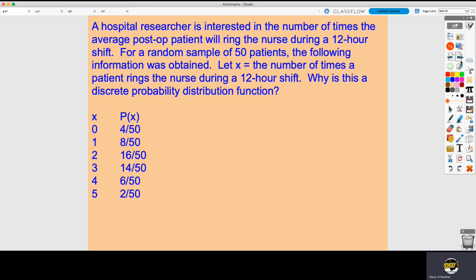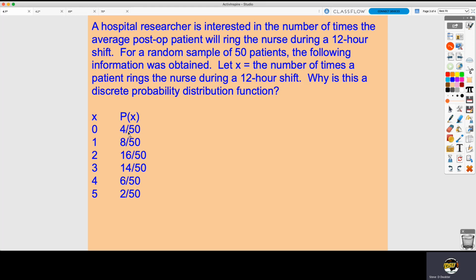So if we look at this first one here, we've got a hospital researcher interested in the number of times the average post-op patient will ring the nurse during a 12-hour shift. For a random sample of 50 patients, the following information was obtained. X is the number of times a patient rings the nurse during a 12-hour shift, and P of X is the probability of that happening. Why is this a discrete probability distribution function?